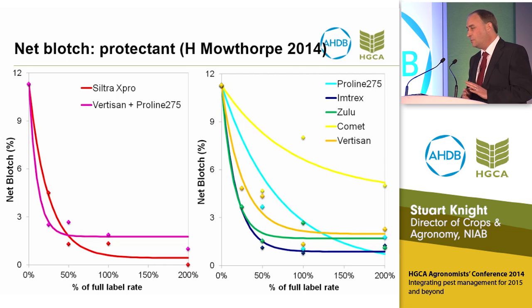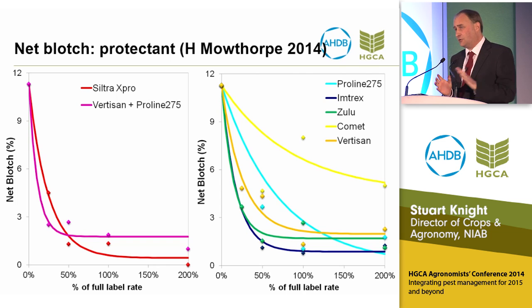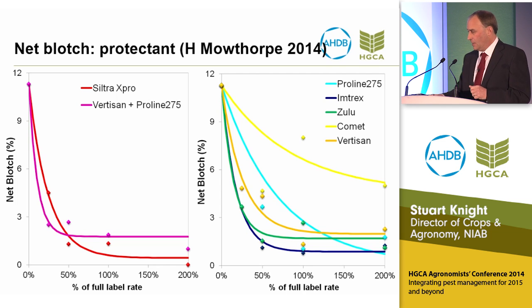So that's Rhyncho. Moving on to net blotch. And this is a trial from Hymethorpe. We had 2 trials in 2014, but Hymethorpe produced the highest levels of disease. So here's again our Proline standard. And interesting, if you look at the SDHIs, the straight SDHIs rather this time, all of them are as good as or better than the Proline.